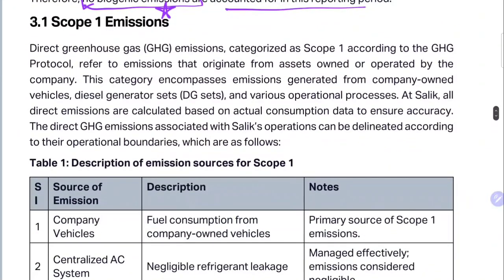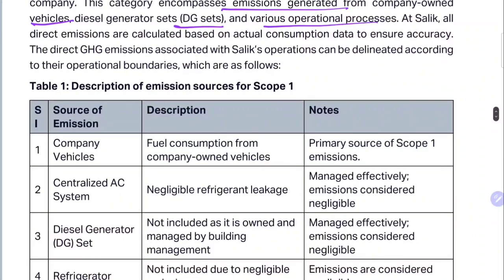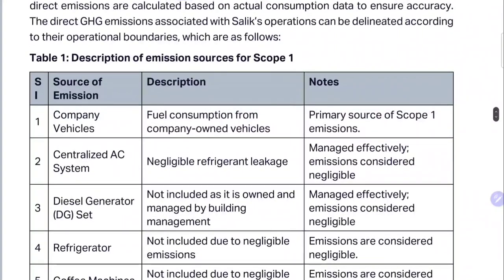In scope 1 emissions, we are talking about the direct greenhouse gas emissions categorized as scope 1 according to the GHG Protocol. This category encompasses emissions generated from company-owned vehicles, DG sets (diesel generators), and various operational processes. At Salik, all direct emissions are calculated based on actual consumption data to ensure accuracy.